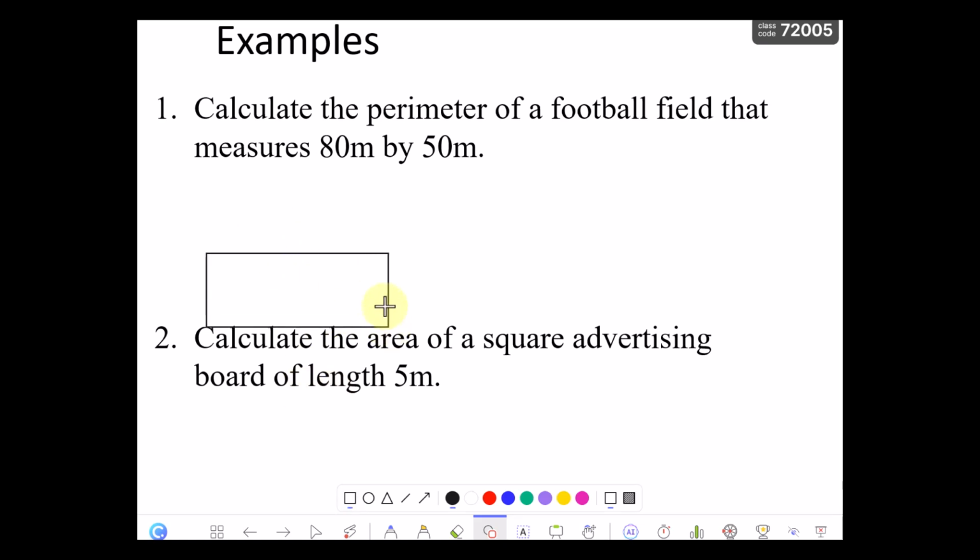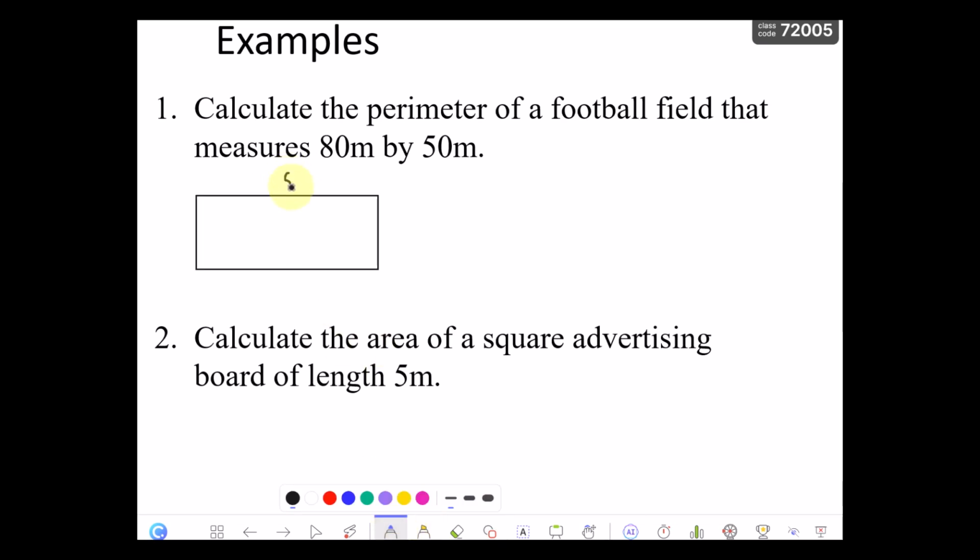Okay, so this is a rectangle. You can get your pen. They said one side is 80, and you know we usually use the longer side as the length. Then we use the shorter side as breadth. If this is the football field, what will be the perimeter? Without wasting time, you remember your formula for perimeter, which is 2 bracket L plus B. When you substitute into your formula, you are going to get 2 bracket 80 plus 50.